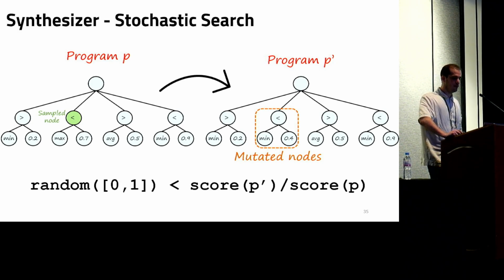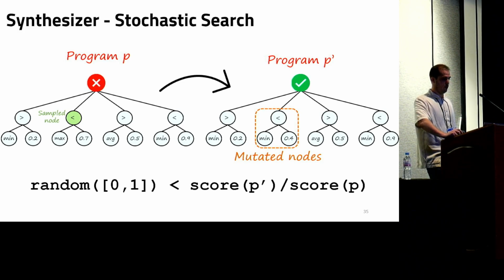Then we compute the score of the mutated program P prime, and next a random number between 0 and 1 is generated. If this number is smaller than the ratio of the new score of program P prime to the old score of program P, we retain program P prime and discard program P. This means that the fewer the average number of queries of P prime compared to P, the larger the ratio, and therefore the higher the likelihood of replacing P with the new program P prime. We iterate through this process until we either achieve convergence or hit a timeout.